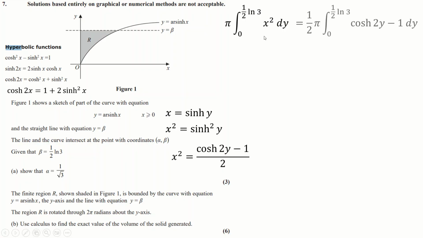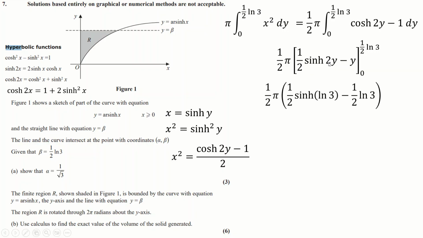We can put that into there. Of course, that's very integrable. I've moved the half outside just because, of course, I have. You can integrate this. Cos integrates straight to sine with a half in front, of course, because of that 2. 1 integrates to y. Put these two limits in. And yeah, I think it's fairly self-explanatory from here. You can, of course, times all the halves together to make this.